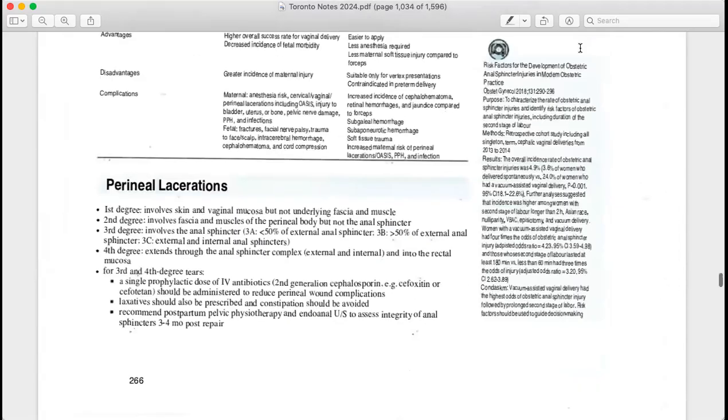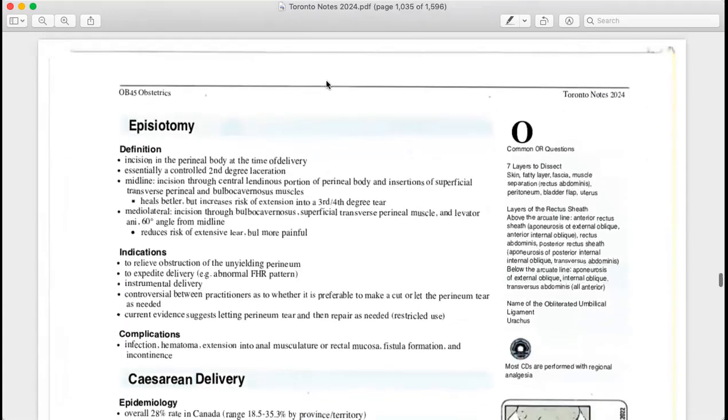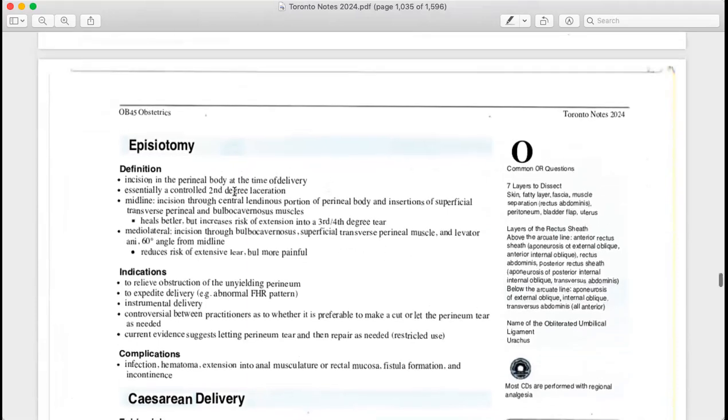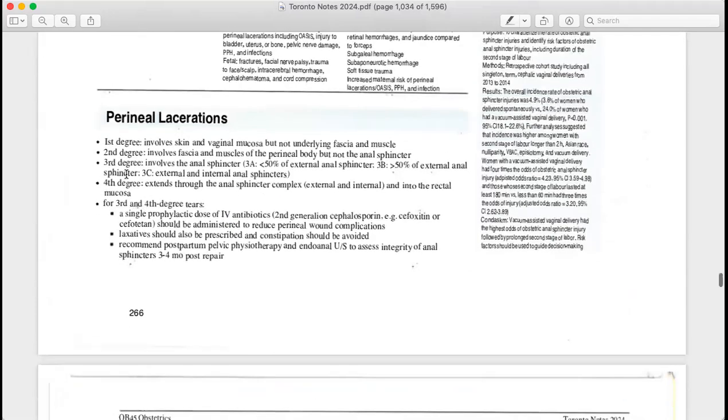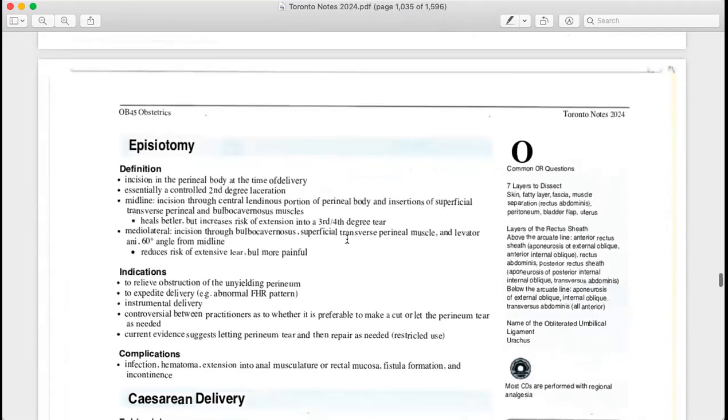Then you can skip this one. Perineal lacerations, mostly episiotomy, and the third degree is more important here. The third degree and the fourth degree, because after that the anal sphincter is also ruptured, so you have to repair that. After third and fourth, you are going to give the prophylactic dose of antibiotics. That's what is important. Recommend postpartum pelvic physiotherapy and endoanal ultrasound to make sure that the anal sphincter is normal and it comes back in 3 to 4 months post repair.